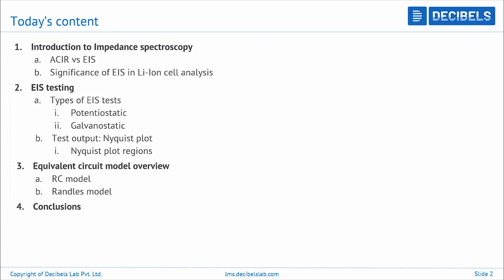Once we're done with that, we'll have an overview of the RC model, the equivalent circuit model, of which we will have two types: the very basic first order RC model, and an overview of how the Randles model looks. Also some conclusions on how and why we can use them for further SOH estimation and things like that. So that is a brief description of today's webinar content.